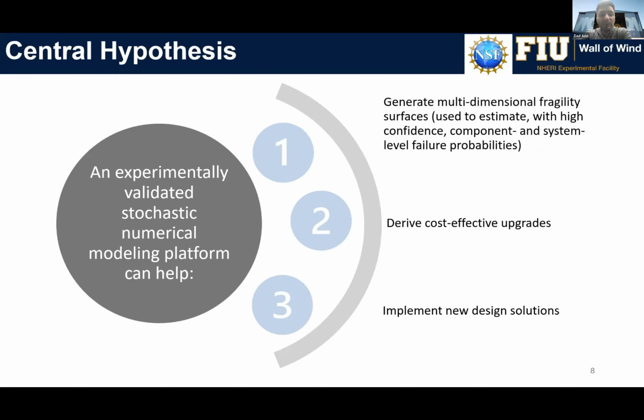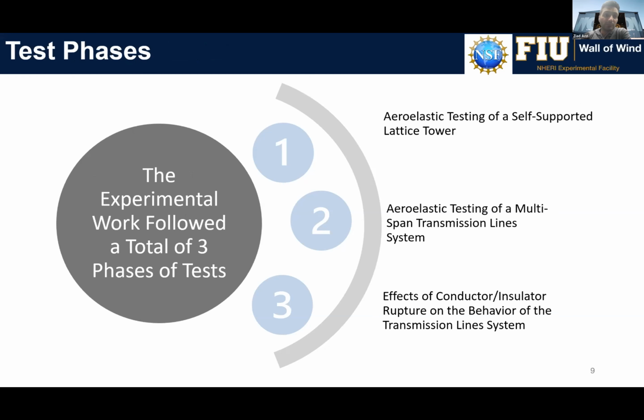So the central hypothesis is that an experimentally validated stochastic numerical modeling platform can help, number one, generate multi-dimensional fragility surfaces, which can be used to estimate with a high level of confidence component and system level failure probabilities. Number two, derive cost-effective upgrades. And number three, implement new design solutions.